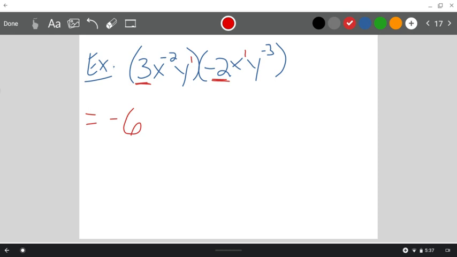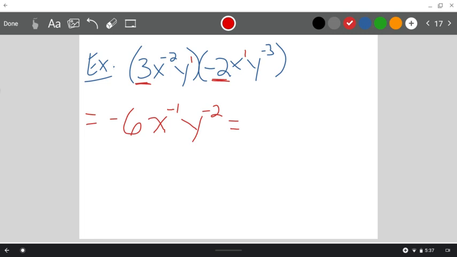So if I have x to the negative 2 times x to the first and I add my exponents, negative 2 plus 1 is negative 1. And then the y's, 1 plus negative 3 is negative 2. We generally don't leave negative exponents in our answers. Sometimes in higher levels of math we do, but generally right now, Algebra 1, Algebra 2, we don't. So we would want to flip the x and the y.